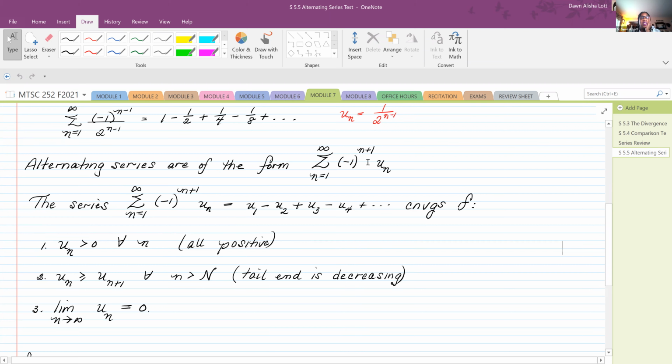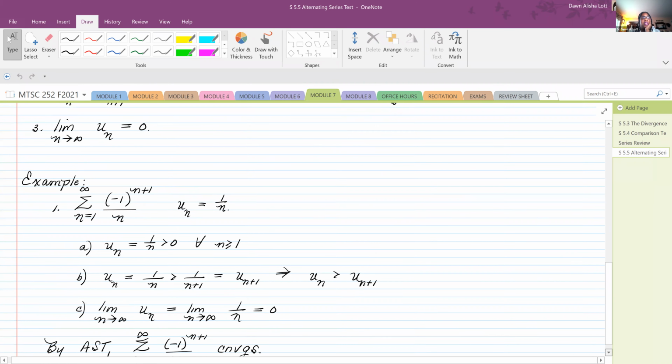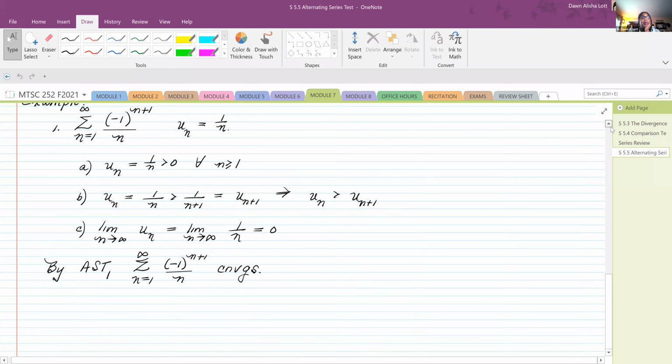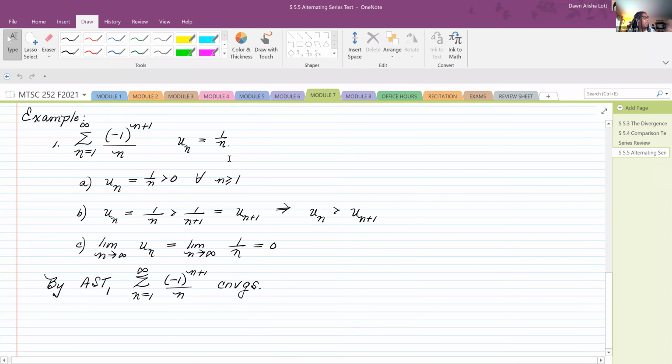You check to see if the term that is not the -1 to the n +1 is positive. Then you check that it is a decreasing sequence. That means U_n is always bigger than or equal to U_n+1 after a certain point. And then you look to see if the limit is 0. So we did one example, an easy one, where U_n was just 1/n.